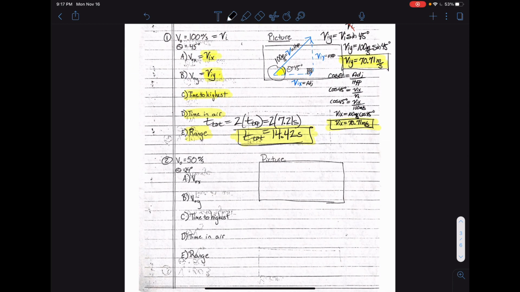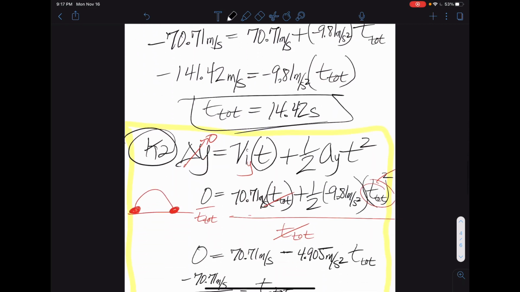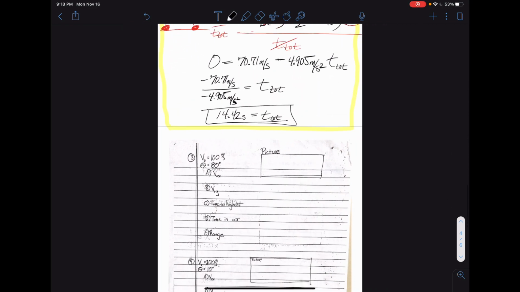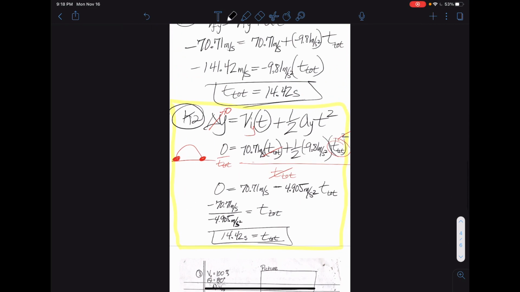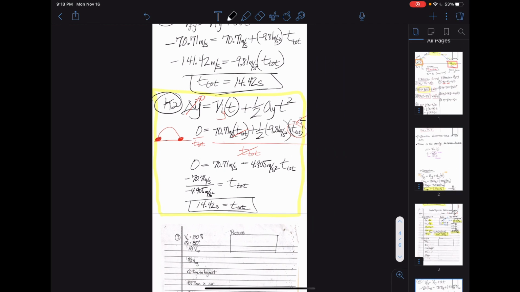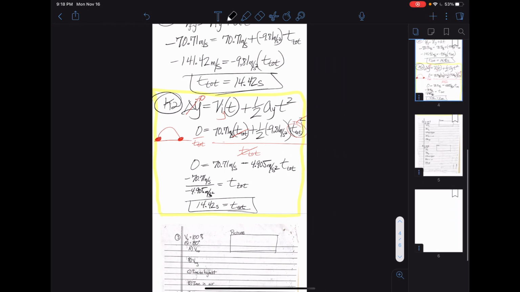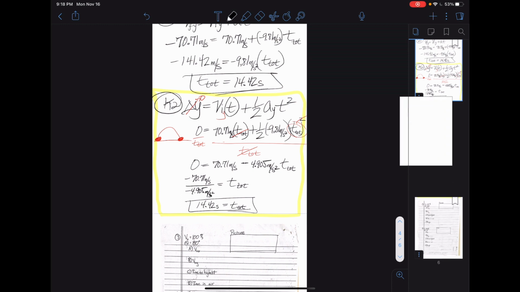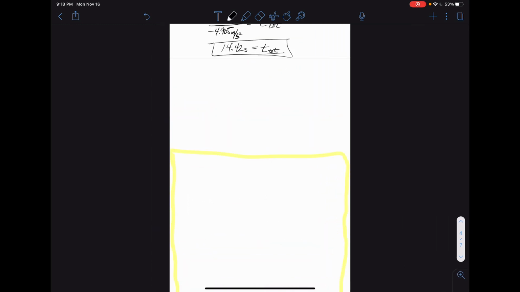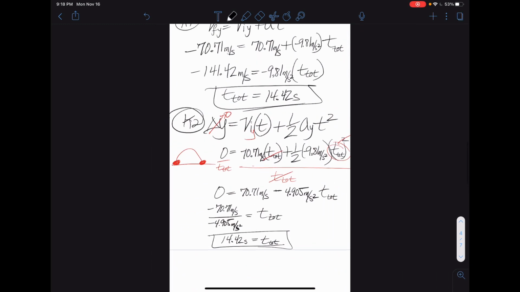So the range is going to come from delta x, right? So finally, you're like, oh, it seems like all we do is use the y formulas, and I guess in a way, you've kind of been right up to this point if that's what you're thinking.